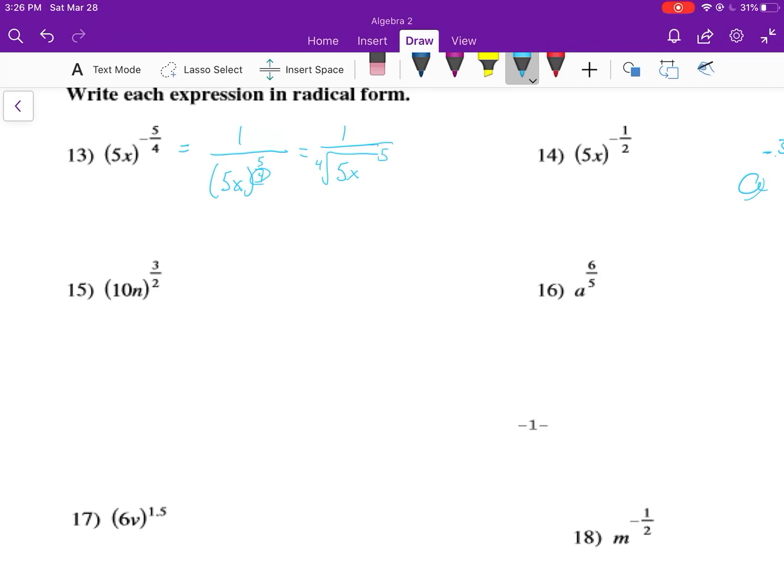And once again, we're not worried about simplifying our radicals. We are just writing them in radical form. We've already talked about how you're not supposed to leave a radical in the denominator, but we're not doing that at this time.